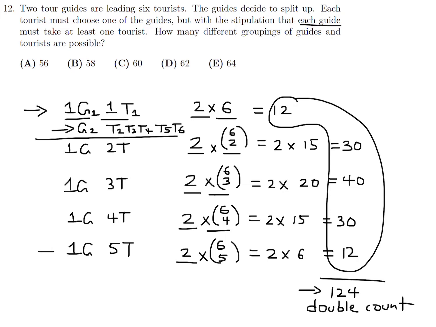So we just divide the 124 by 2 to get the number of unique scenarios, and that would be 62. So number 12, the answer is D.